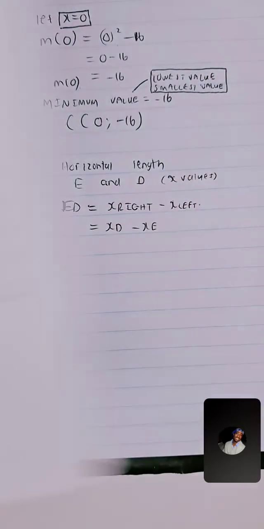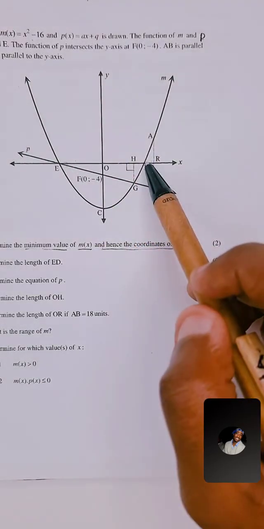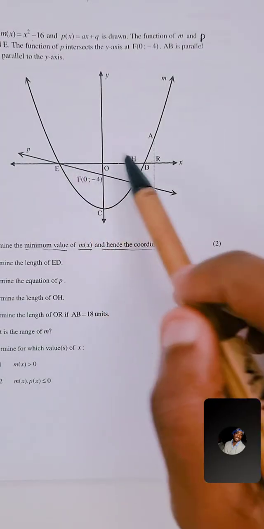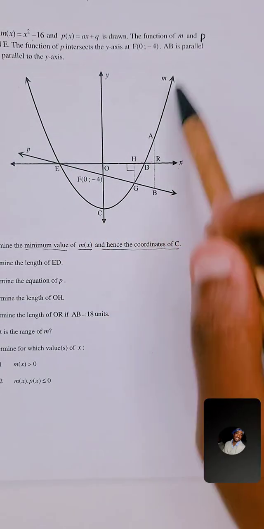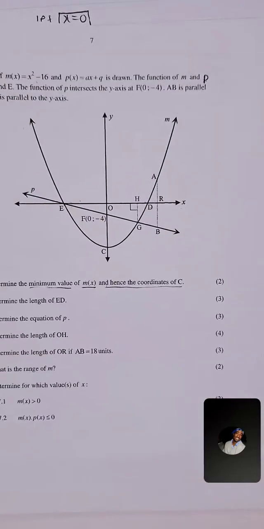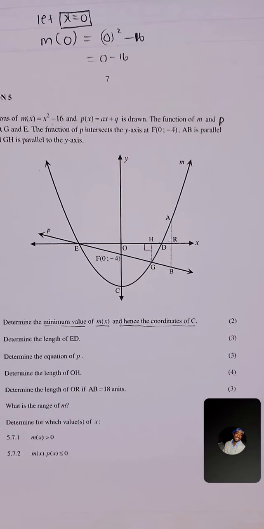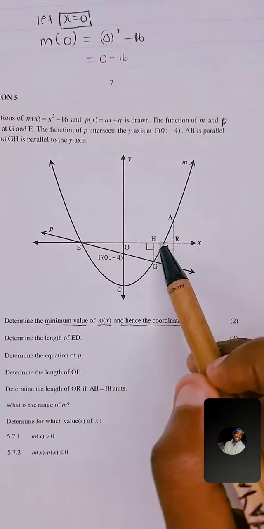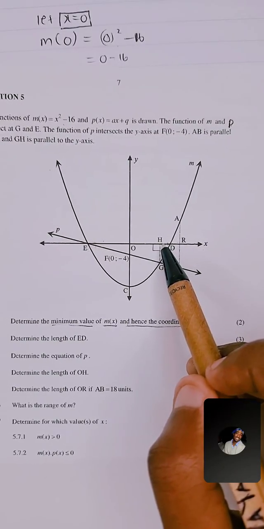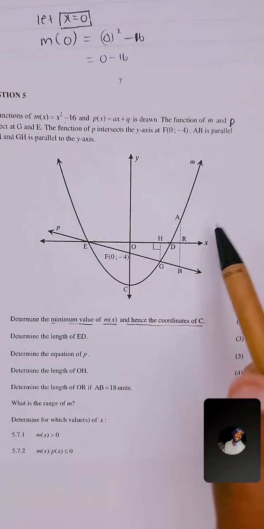Now our responsibility is to find the x coordinate of E and the x coordinate of D. The question is, where are E and D on the Cartesian plane? What are E and D? They lie on the x-axis. Very good. They lie on the x-axis.